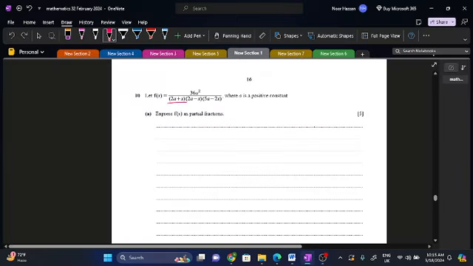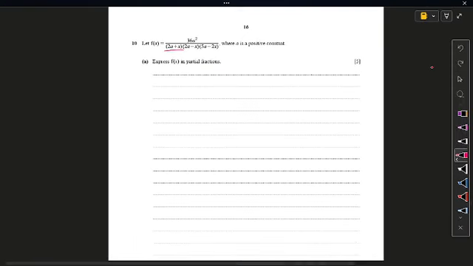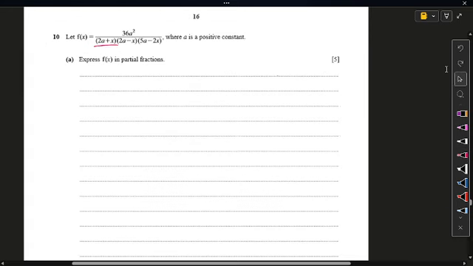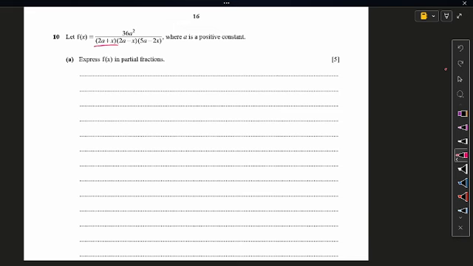Okay, next question is question number 10 of that paper, that is about a partial fraction. This is linear partial fraction, so your first step should be writing that fraction in terms of a over something, b over something, and c over something. That was the main step.